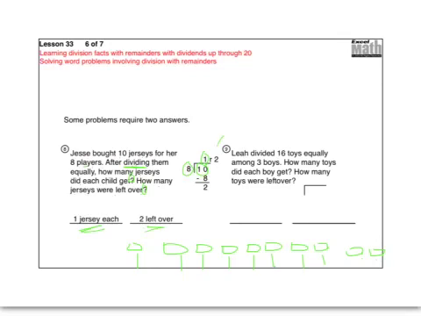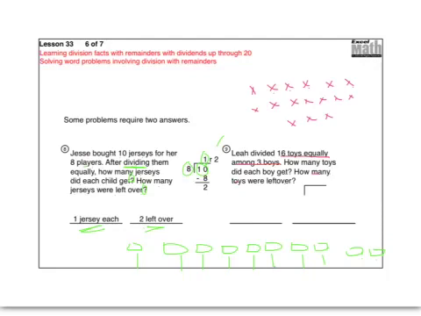Pause the video, try number 9, then turn it back on for the solution. Leah divided 16 toys equally among 3 boys. How many toys did each boy get, and how many toys were left over? Well, again, we're dividing those toys. Here are the 16 toys. Okay, 1, 2, 3, 4, 5, 6, 8, 9, 10, 11, 12, 13, 14, 15, 16, and 3 boys get them.